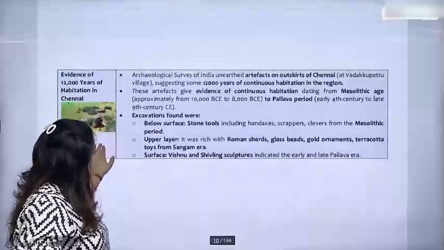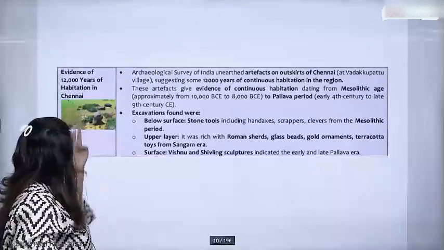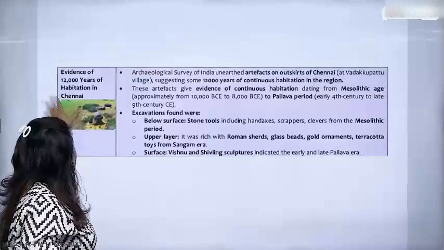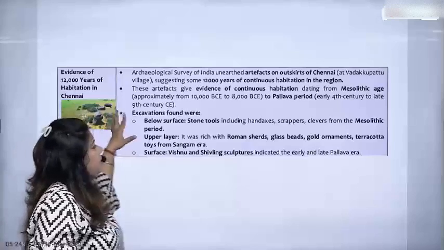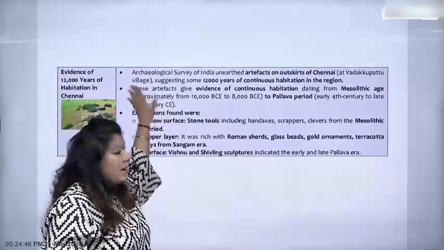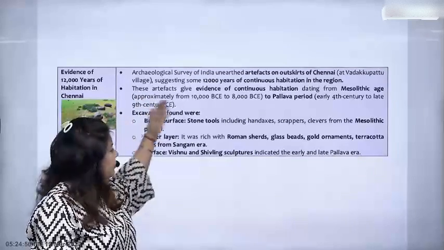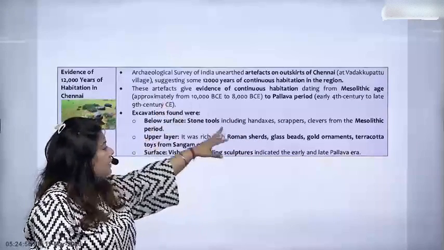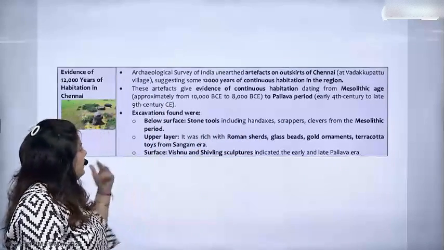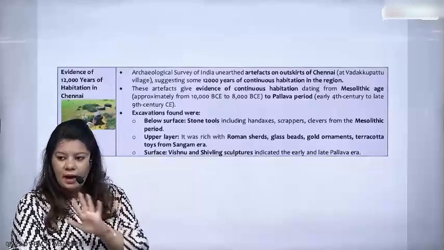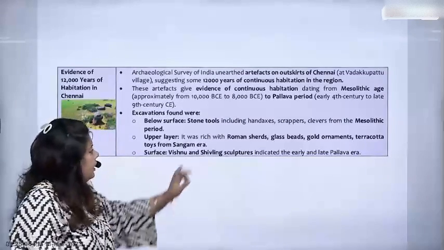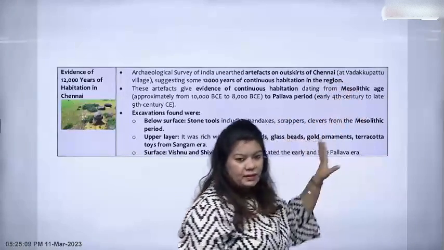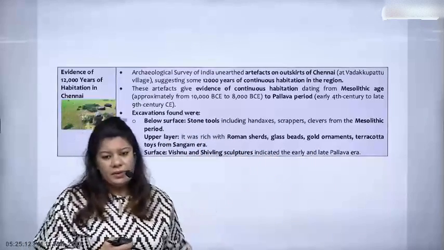Then again, this site you can skip. So although this site is an important one because it tells us that there is an evidence of 12,000 years of habitation in Chennai, right? And the artifacts which we have got in this site reveal that there was a continuous habitation from Mesolithic time period to Pallava period. Okay? But as I said, this will not be asked in your prelims as a form of statement. Only the site or the village, Vadakupattu, can be done, but there is very remote chance that this will be asked. Okay?